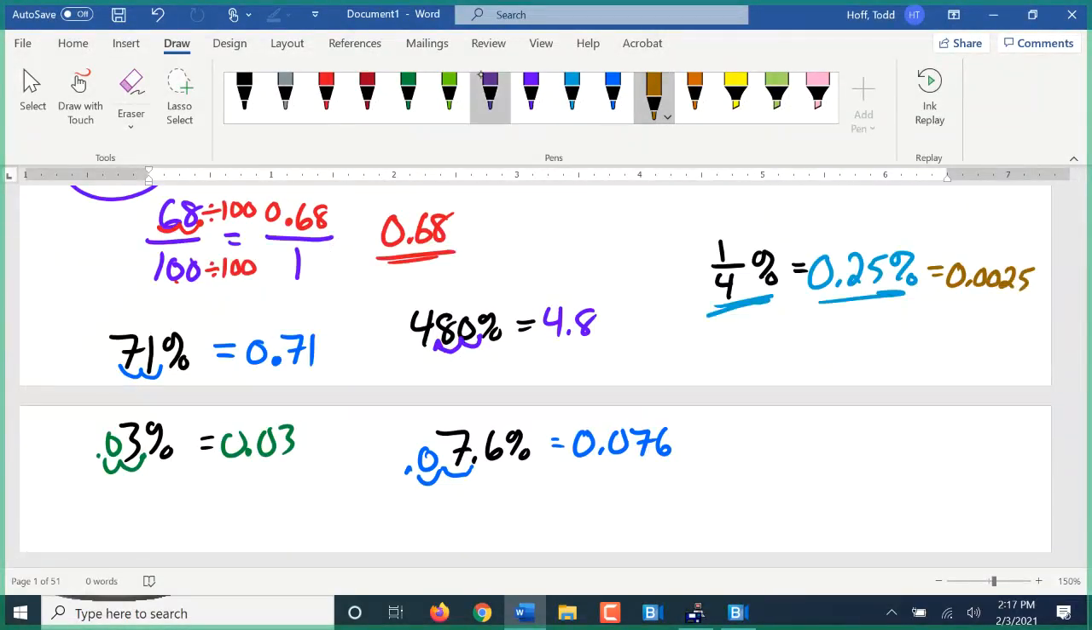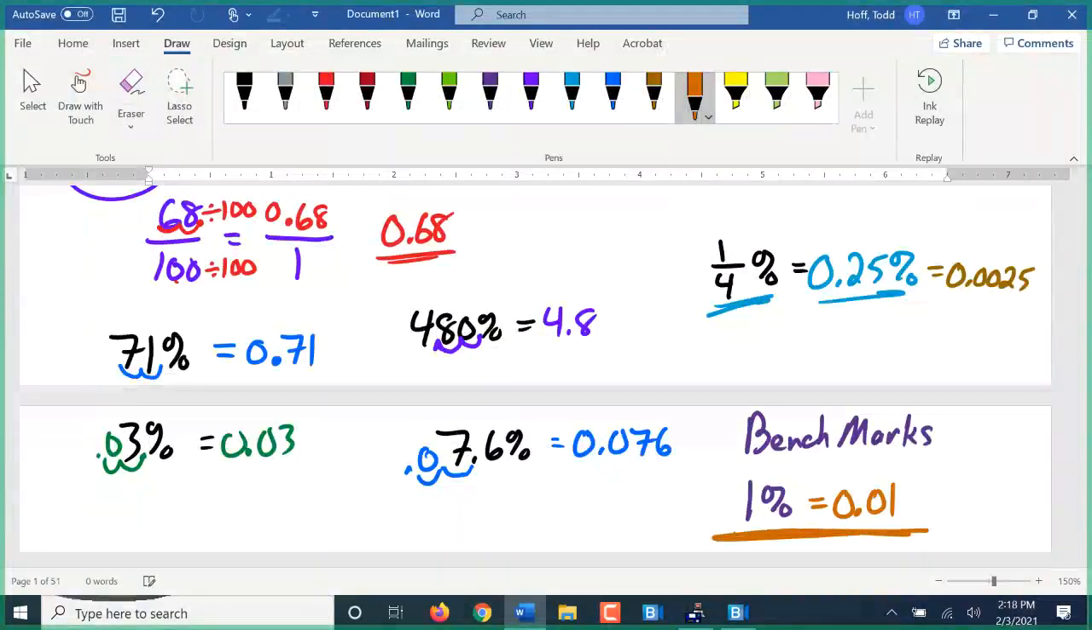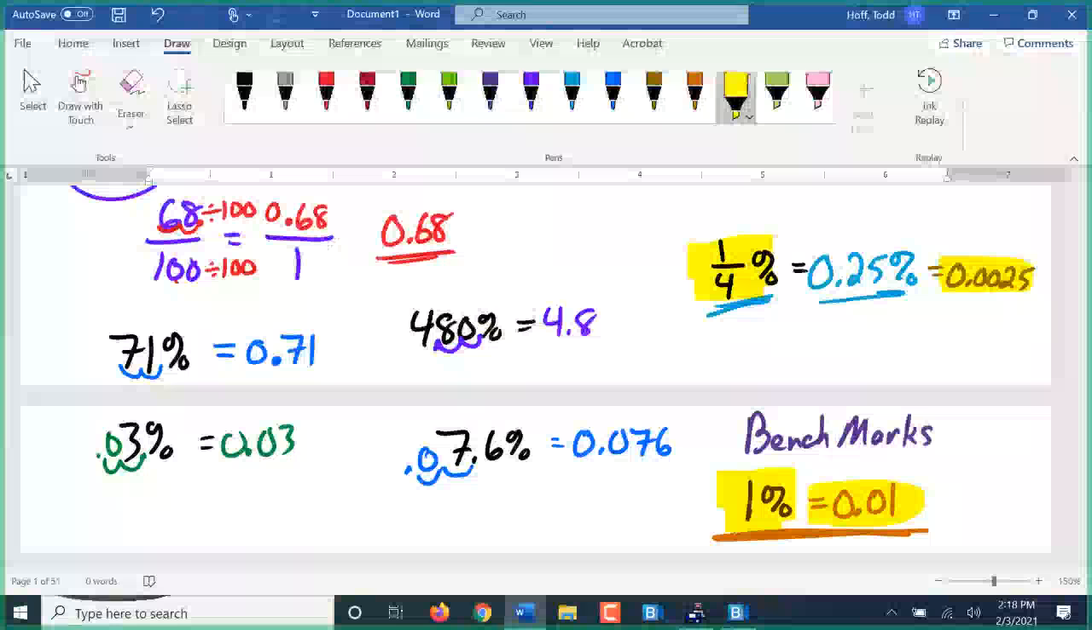To check that, or to deal with that, what I use is something called benchmarks. Benchmarks are common numbers, common percents, that are easy to calculate. 1% is one of those. What would be the rate or the decimal form of 1%? 0.01. Perfect. Is 1/4% smaller or larger than 1%? Smaller. So its rate has to be smaller. So if we get 0.25, that's bigger than the rate for 1%. 0.0025 makes sense.